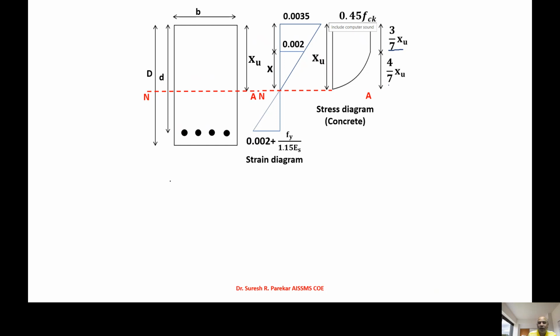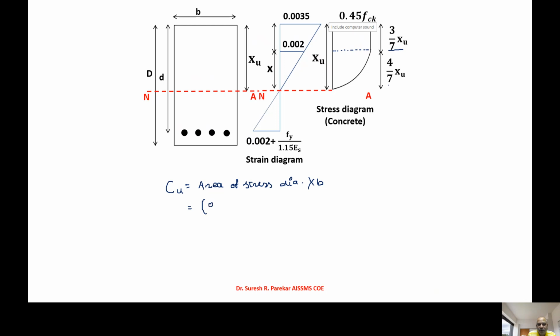So now we will go for the compressive force. We have Cu equal to the area of stress diagram into b. Now what is the area of the stress diagram? We have two parts of this: one is a rectangle, another is a triangle, a parabola. First I will consider the rectangle.